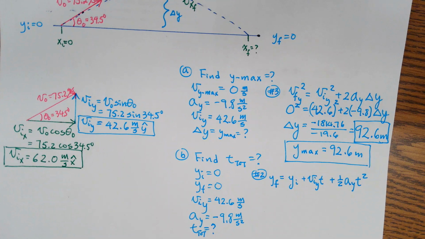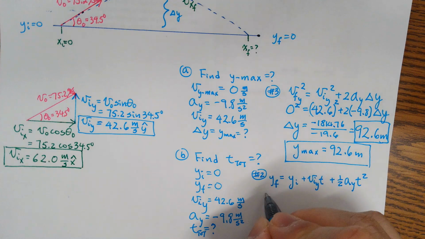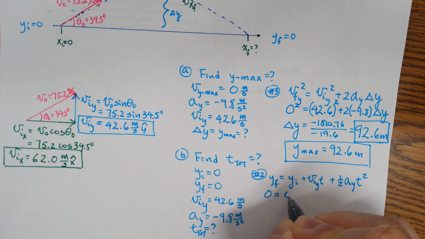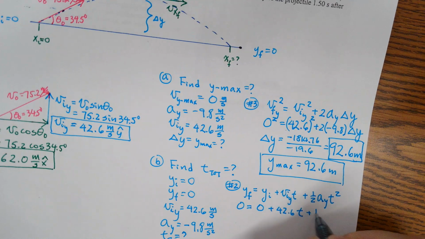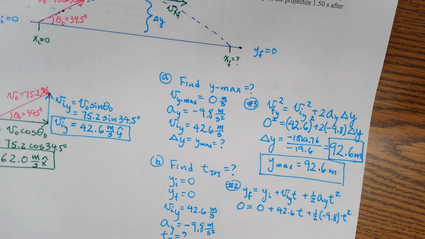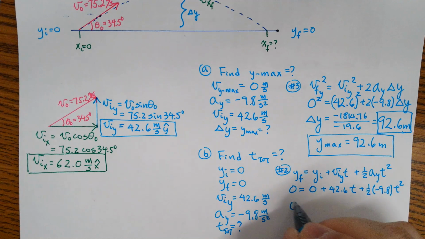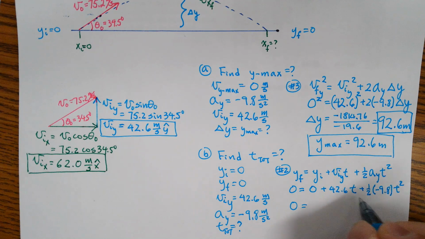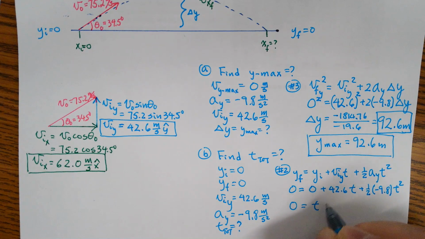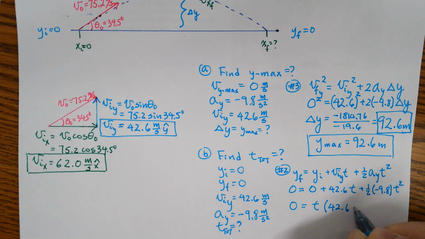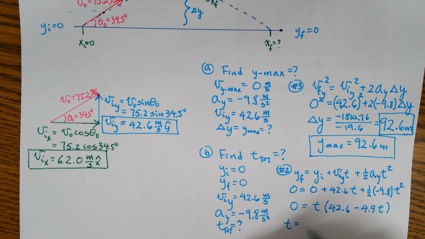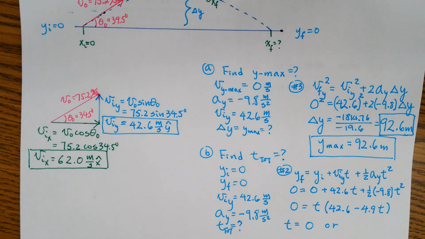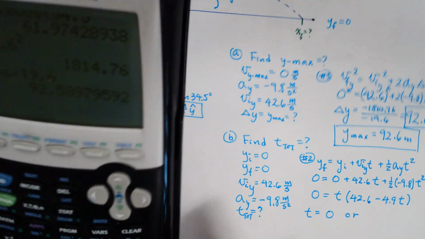Let's plug in everything we know. We know v final y is 0, y initial is 0, plus 42.6 t plus 1/2 times negative 9.8 times t squared. So I get 0 is equal to, I'm going to factor out a t here, so t times 42.6 minus 4.9 t. So my t is equal to either 0 or 42.6 divided by 4.9, right?